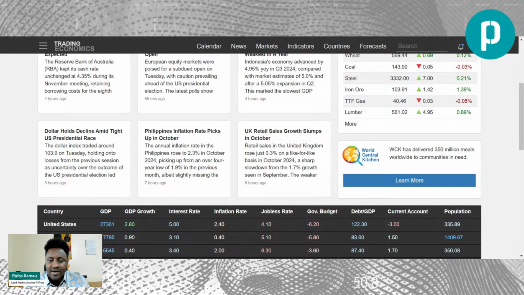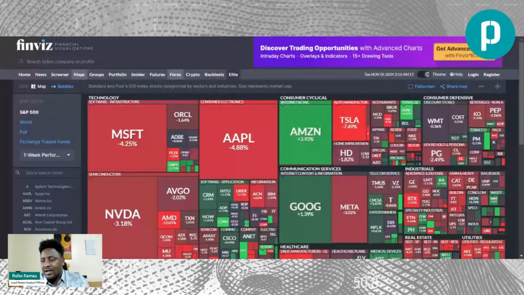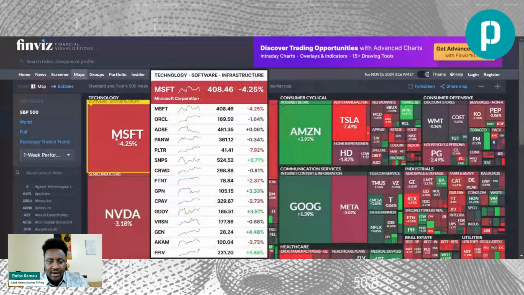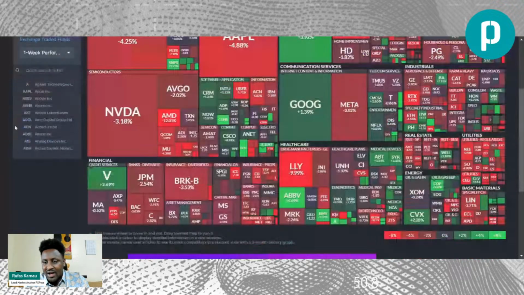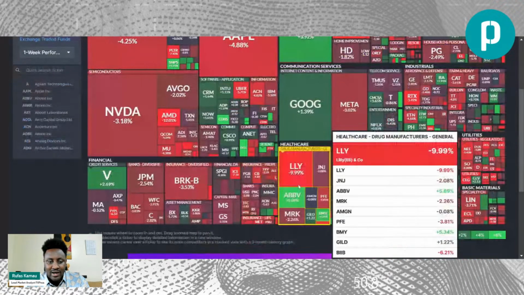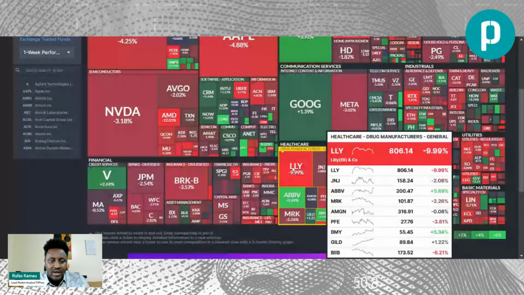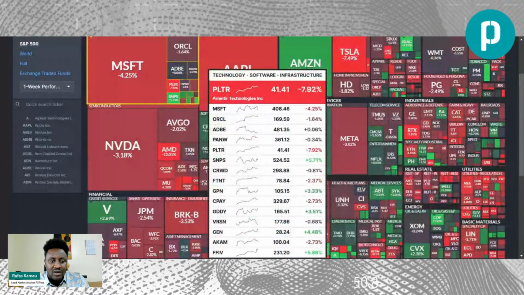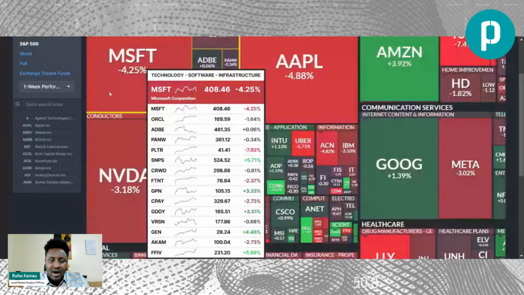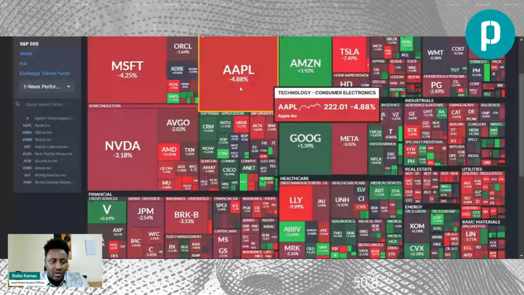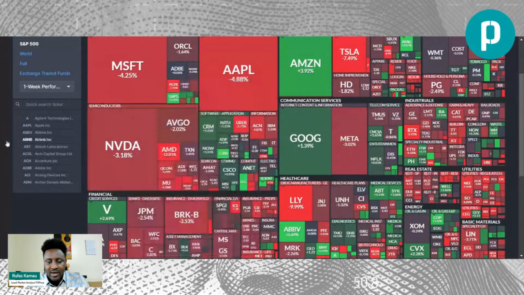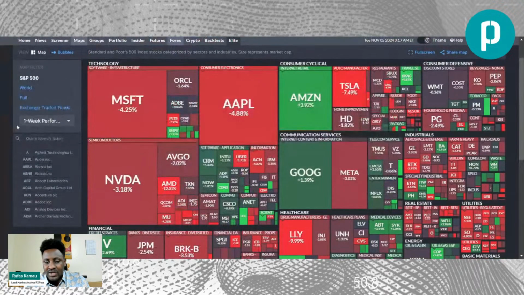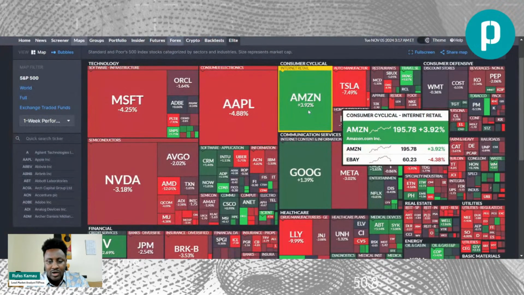Of course, the S&P 500 has not been doing really well in the last 5 days. So the 1 week performance shows that overall a majority of the companies have been on the losing side, with key highlights like LED being down 9.99%, AMD being down 12%, Palantir being down 7.92%, Microsoft 4.25%, 4.88% for Apple, Nvidia 3.18%, with select stocks being on the upside, such as Amazon, which is up 3.92% after reporting better than expected earnings.